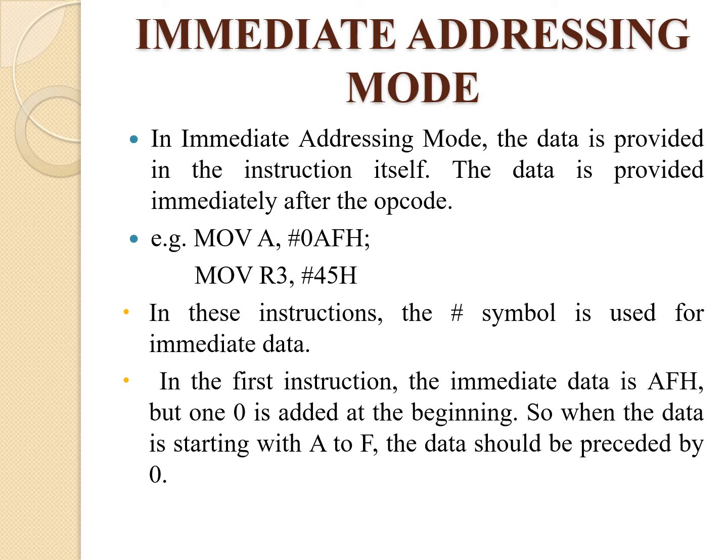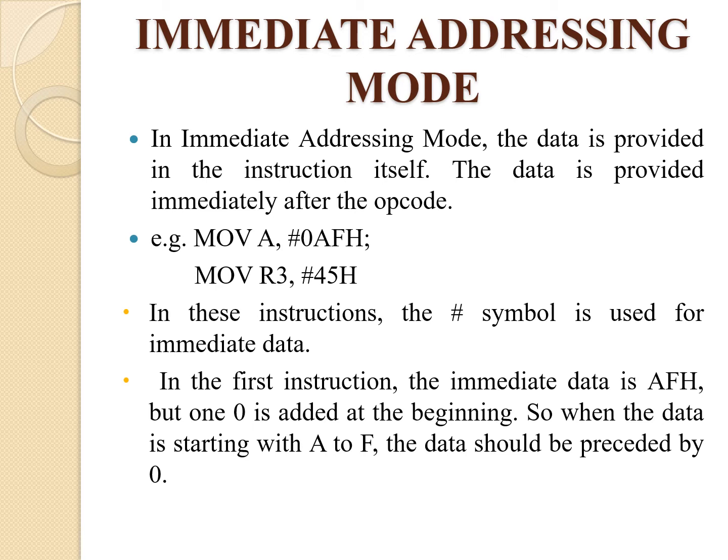Now we are going for the first addressing mode, that is immediate addressing mode. In immediate addressing mode, the data is provided in the instruction itself. The data is provided immediately after the opcode. For example, MOV A, #0AFH; MOV R3, #45H. In these instructions, the hash symbol is used for the immediate data. And you can see in this type of addressing mode, the immediate data is already put in the instruction itself.